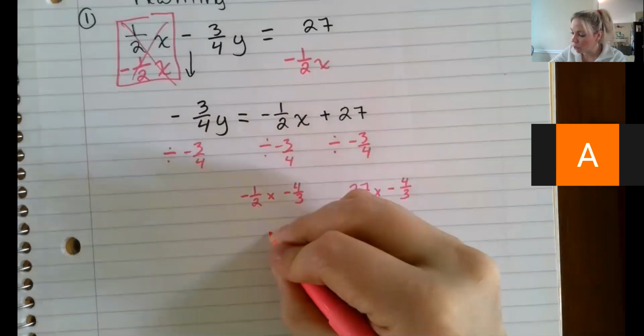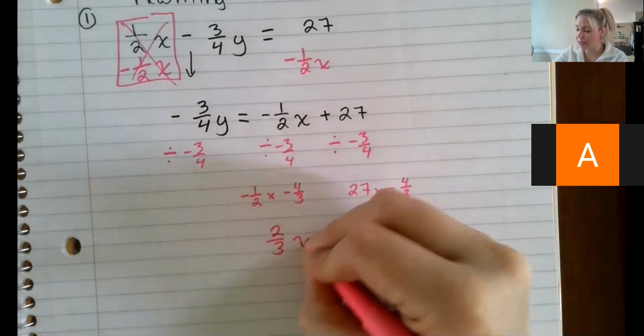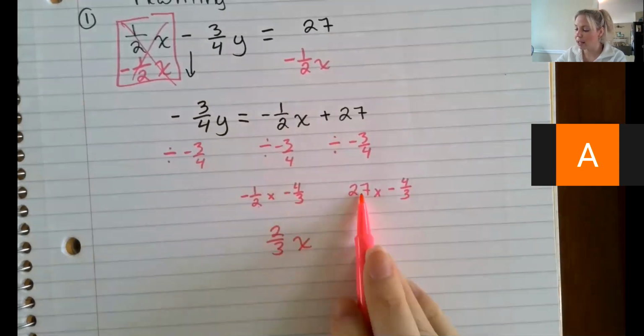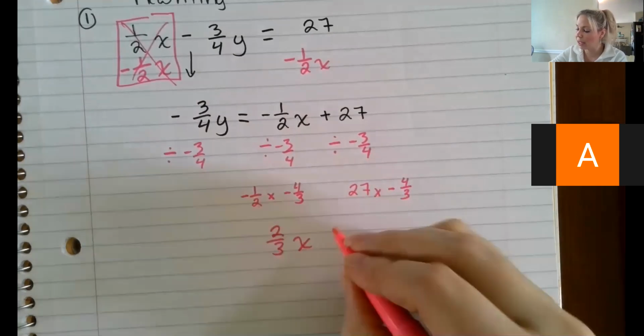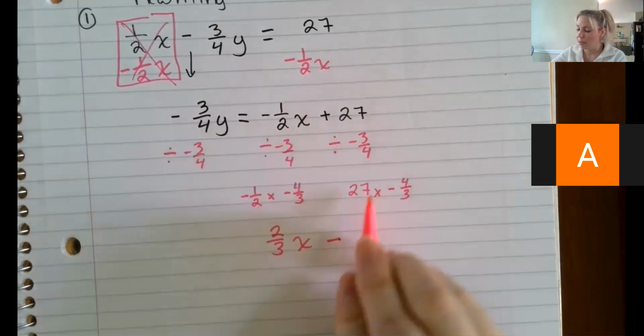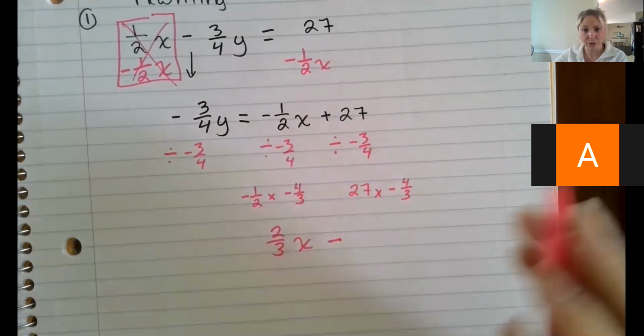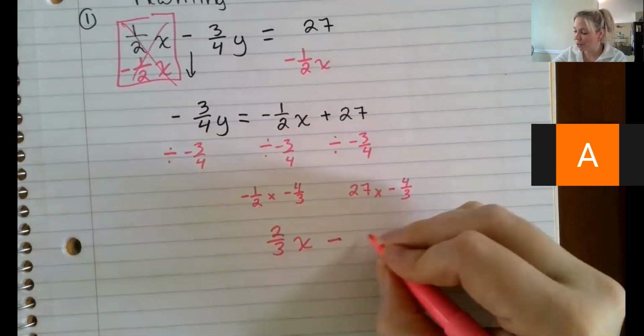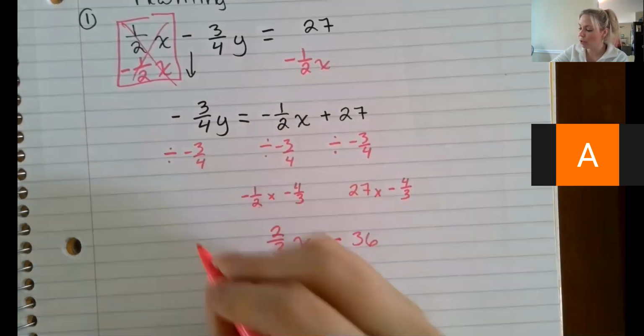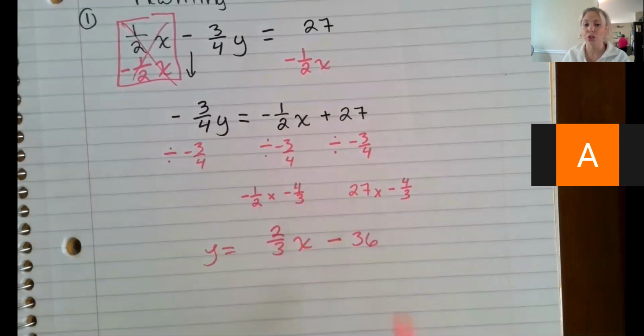So you'll be left with 2/3 x, and then 27 times negative 4/3 is going to give you a negative, because a positive times a negative gives you a negative, and that will give you a negative 36. So you now have y is equal to 2/3 x minus 36. I think a lot of the fractions were probably throwing people off, and you didn't have calculators in front of you. It might have made it a little bit more difficult.